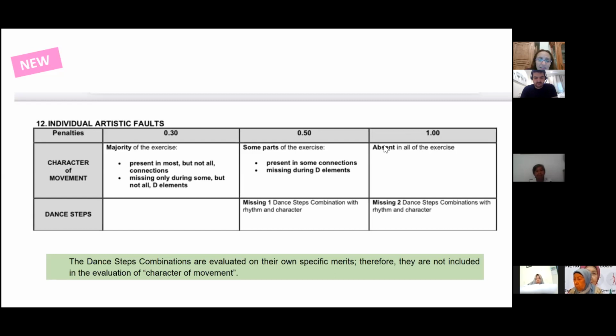They are evaluated separately on their own specific merits, which means that they are on their own specific rules, and they do not go into the evaluation of character and movement. So they are an independent penalty if you have dance steps or you don't have dance steps.